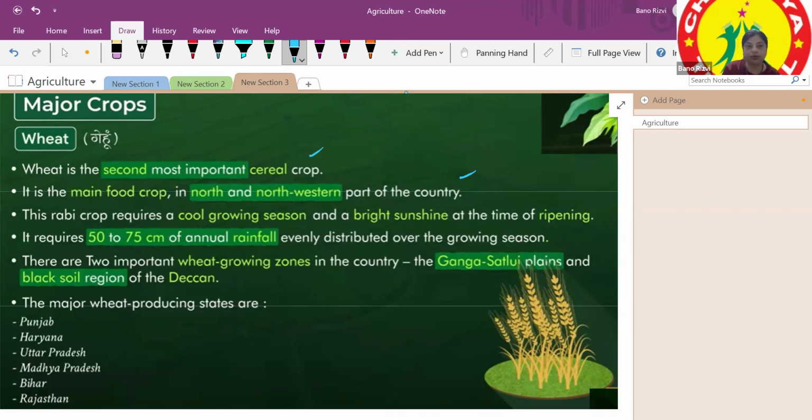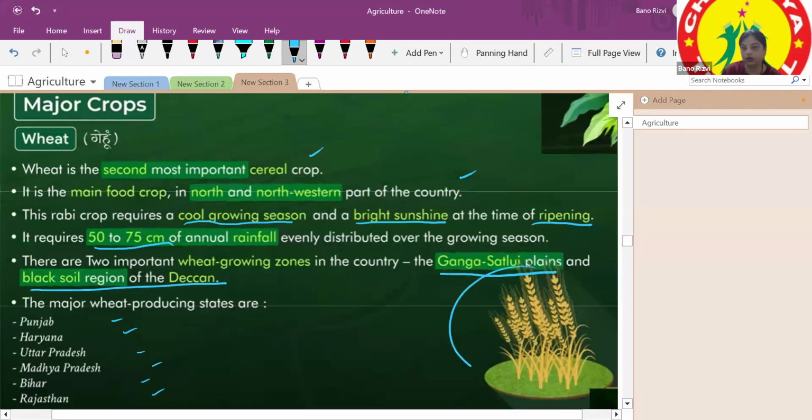Okay, this rabi crop requires a cool growing season and bright sunshine at the time of ripening. Fine, it requires 50 to 75 centimeters of annual rainfall, evenly distributed over the growing season. There are two important wheat growing zones in the country, that is the Ganga Satluj plains, okay, and the black soil region of the Deccan. Now, major wheat growing states are Punjab, Haryana, Uttar Pradesh, Madhya Pradesh, Bihar, Rajasthan.